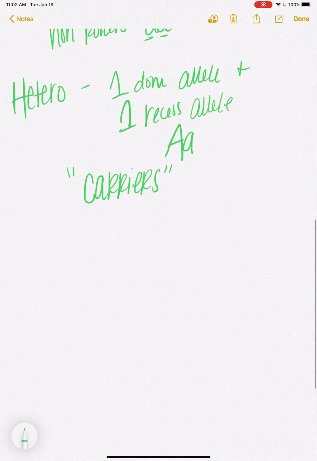For example, cystic fibrosis. Cystic fibrosis is a disease of the lungs and the respiratory system. Individuals are born with it, and they have a really hard time breathing. A really thick mucus builds up on their lungs because they don't have the enzyme that breaks down that mucus in their body. It is a recessive disorder, so somebody with little a, little a would have cystic fibrosis.